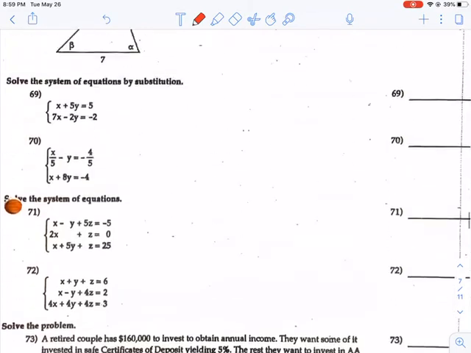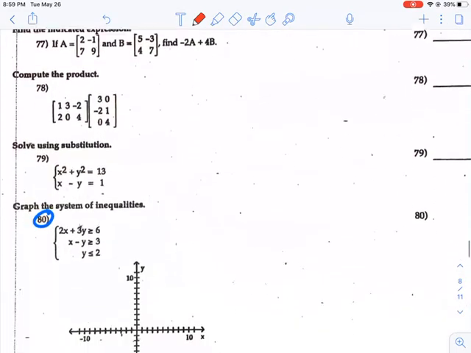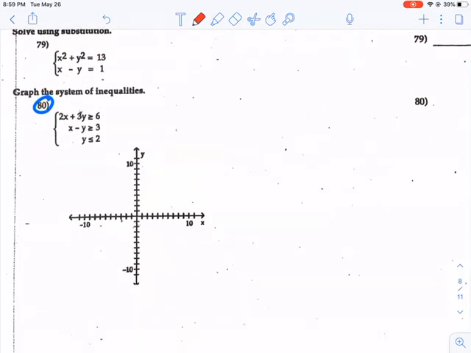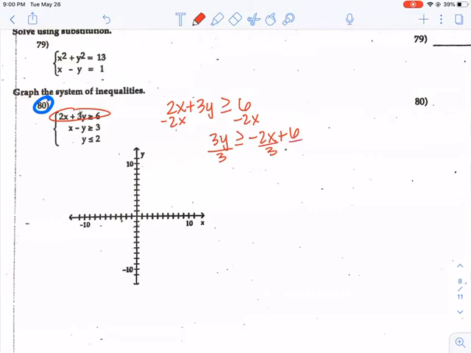All right, and then there was one more. Okay, 80, graph. So what you want to do is take each of them, solve for y, and graph them all in the same coordinate plane, and then we're going to be shading. So for my first equation, 2x plus 3y is greater than or equal to 6. Solve for y, so minus 2x. 3y is greater than or equal to negative 2x plus 6. Divide by 3. y is greater than or equal to negative 2/3 x plus 2.